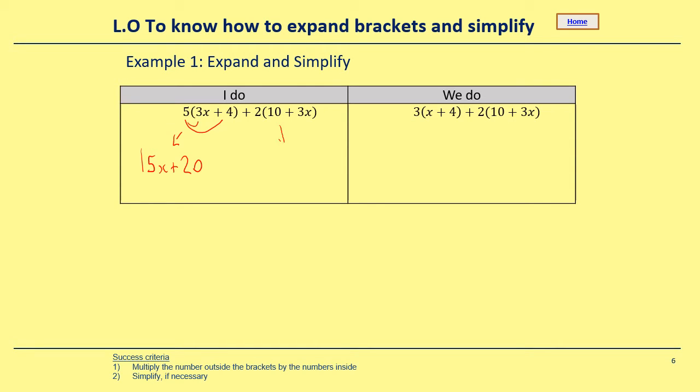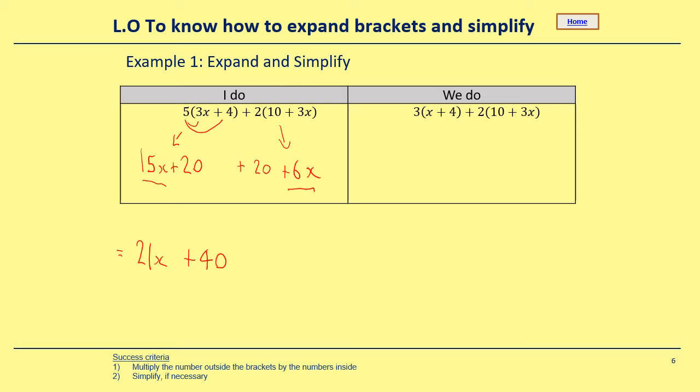And then the second bracket, well, I'm adding this second bracket, and it's 2 times 10, which is 20, and then 2 times positive 3x, which gives positive 6x. I'm left with this. I've got 15x plus 6x. So I'm going to collect those like terms. 15 plus 6 gives 21, so I've got 21x. And I've got 20 plus 20, so I've got plus 40 in total. And this is my answer, okay?